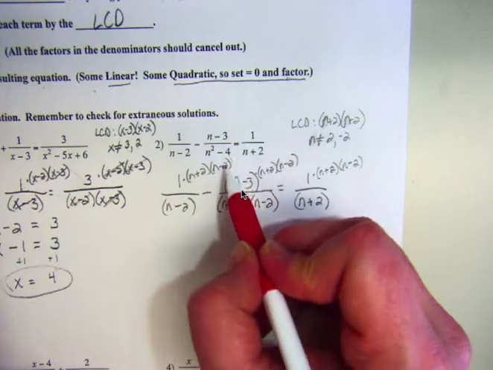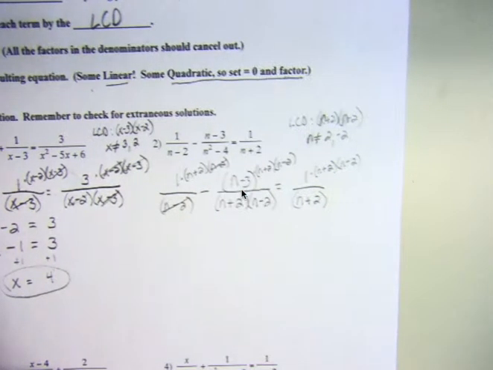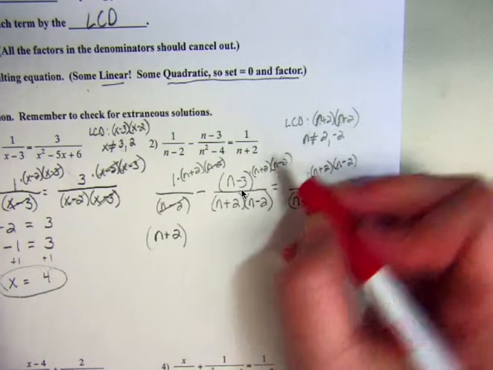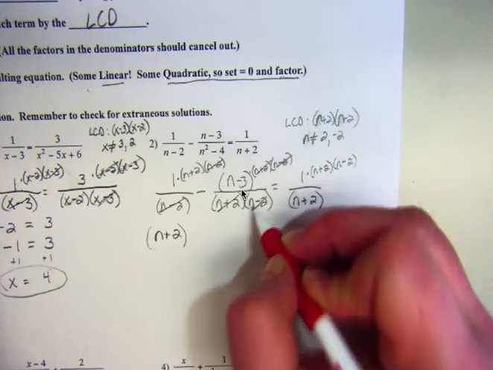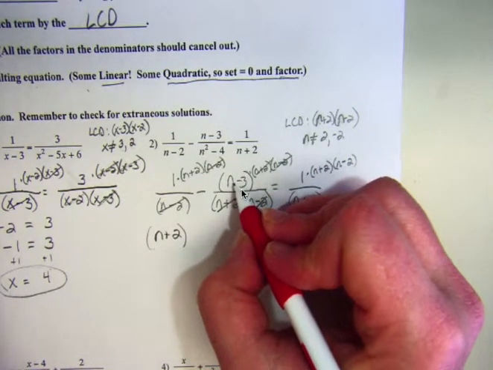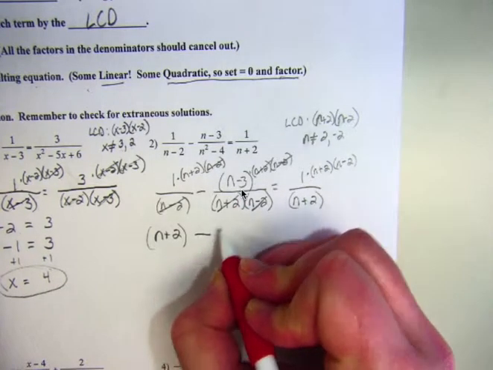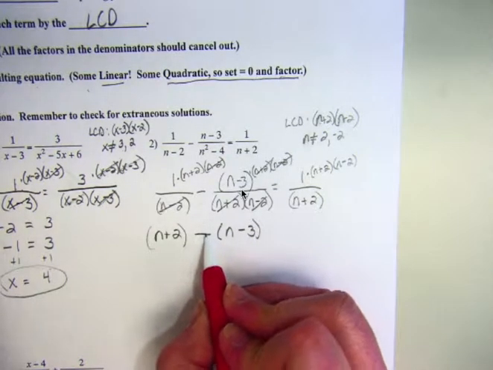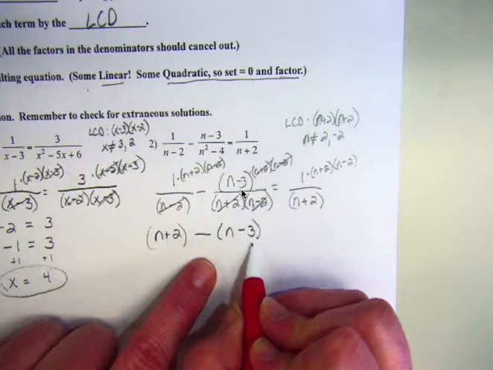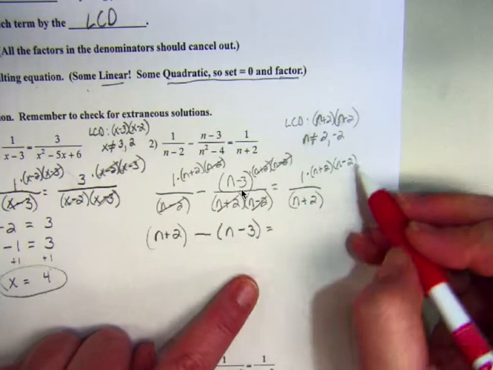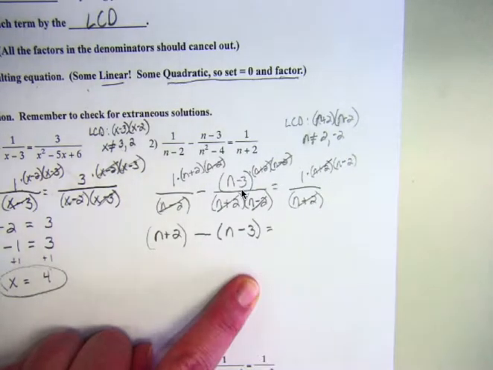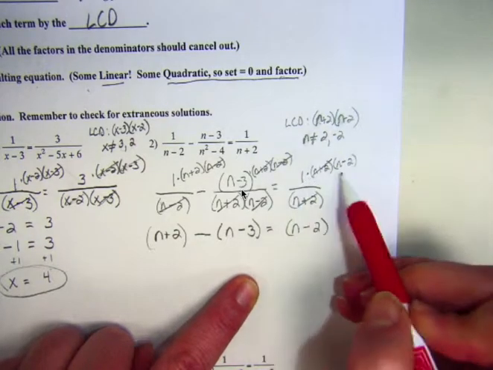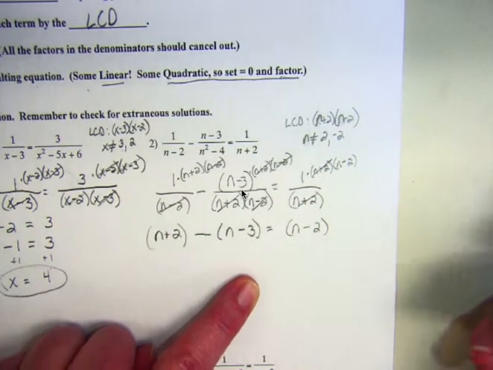So in this term, the n minus 2's cancel out, and we are left with n plus 2. In this term, my n plus 2's and my n minus 2's cancel out, and I'm left with n minus 3. That is being subtracted, so I'm going to leave that in parentheses after that subtraction, because that's going to be a little bit tricky with our signs. In this last term, the n plus 2's cancel out, and I'm just left with n minus 2, or 1 times n minus 2, which is just n minus 2.